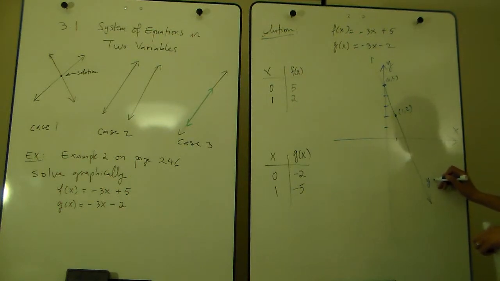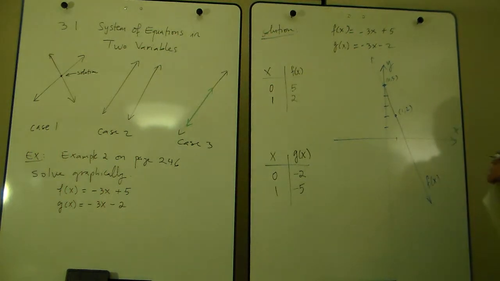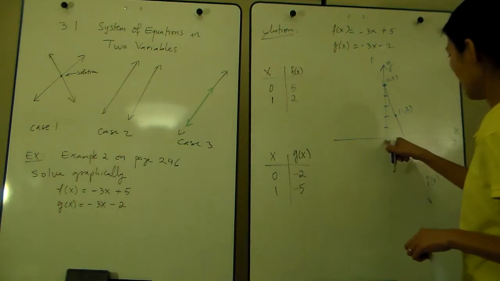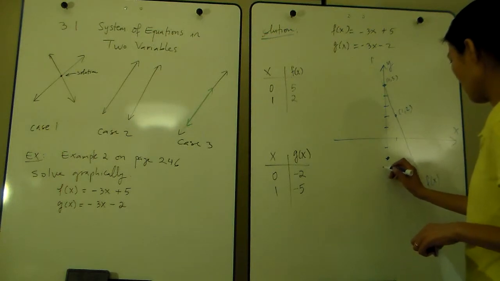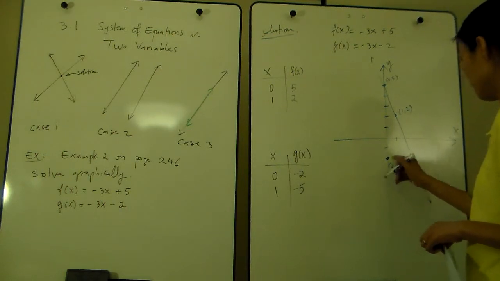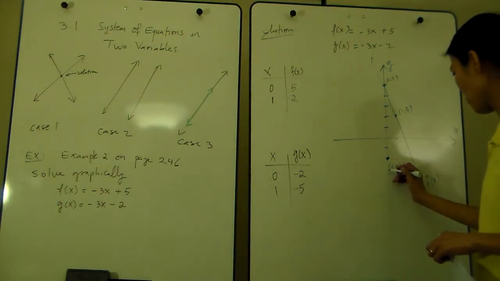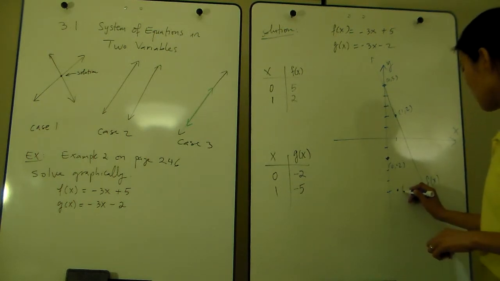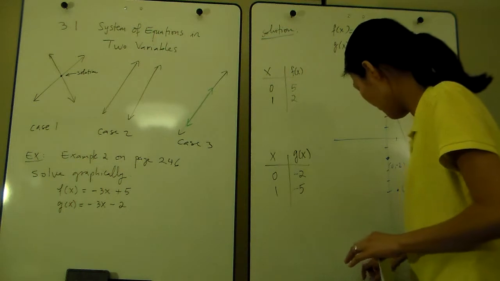The notation is y equals, or call it f of x. This label is f of x. For g of x, when x equals 0, y equals negative 2. So this point right here, 0, negative 2. When x equals 1, y equals negative 5. So 1, 2, 3, 4, 5. Somewhere here. So this point is 1, negative 5.